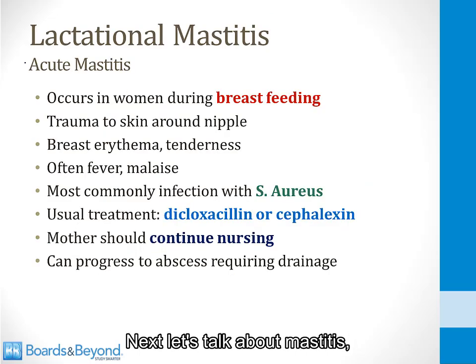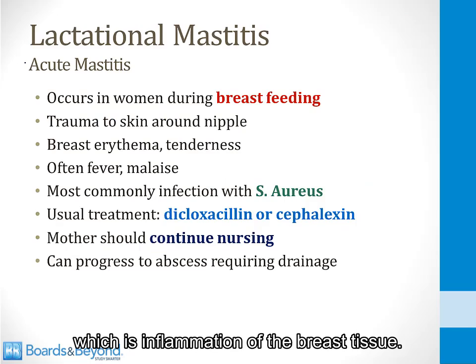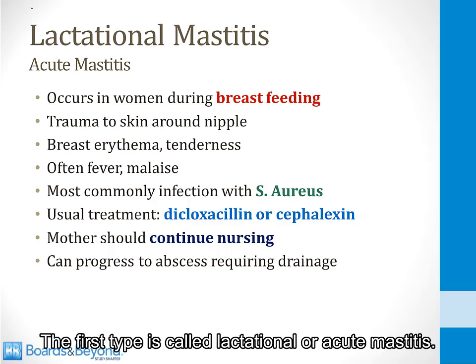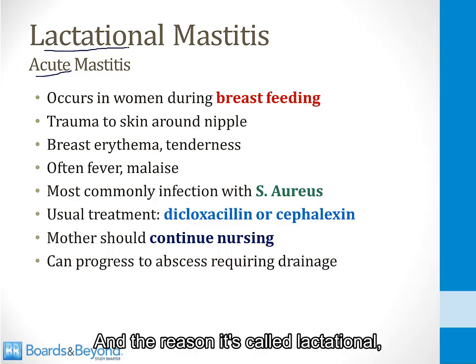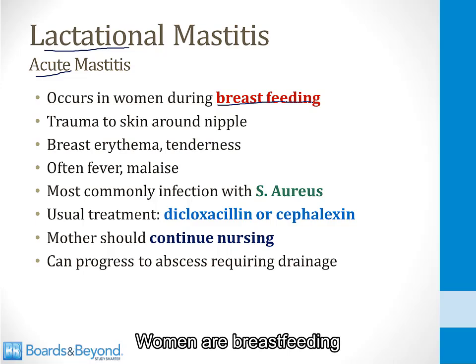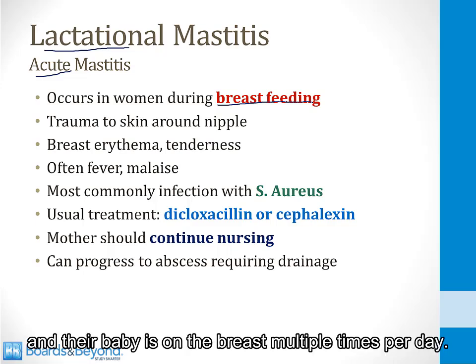Next, let's talk about mastitis, which is inflammation of the breast tissue. There are two subtypes of mastitis you should be familiar with. The first type is called lactational or acute mastitis, and the reason it's called lactational is because it occurs in women during breastfeeding.